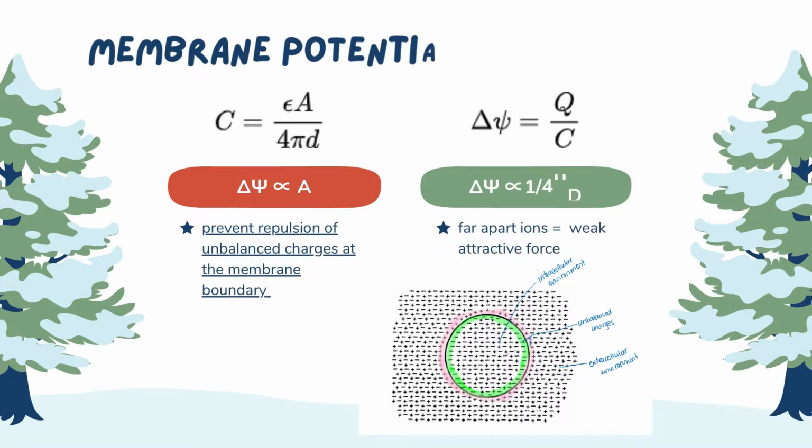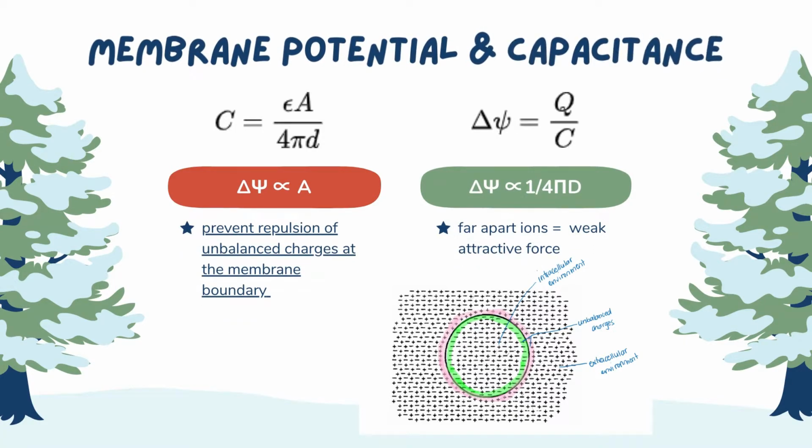From the equation of membrane potential and the equation for capacitance, it can be deduced that as membrane area increases, so does capacitance, which ultimately lessens membrane potential. This is because a large area will prevent the unbalanced charges gathered at the membrane boundary from experiencing repulsion, allowing more charge to be stored.